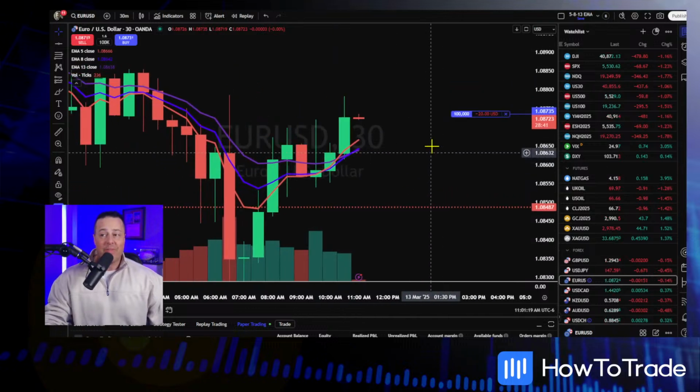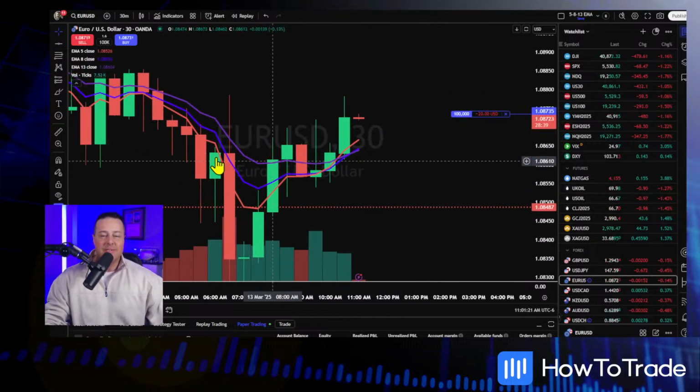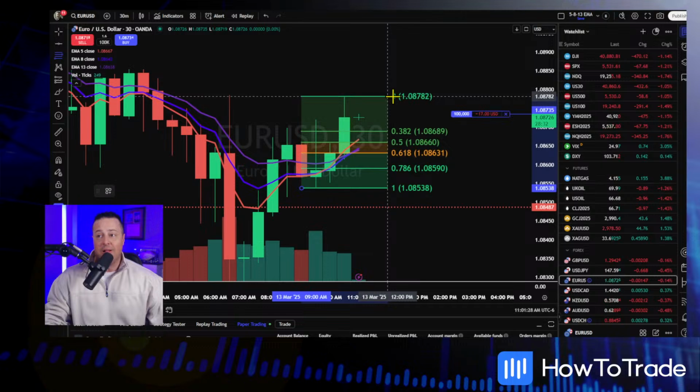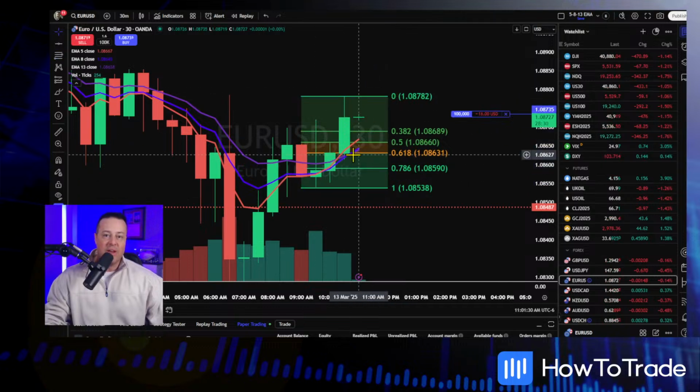But is that the best possible entry? No. If you want to be patient with these moving averages, more times than not, you're going to get a pullback on a buy or a sell. Why? Because markets don't move in straight lines. So if you do decide to wait, you can see you've got convergence, 50%, 62%, that happy zone right in there, right around 108.66, something like that.